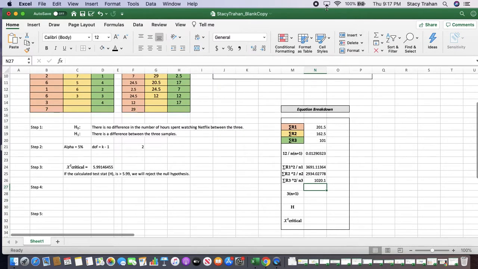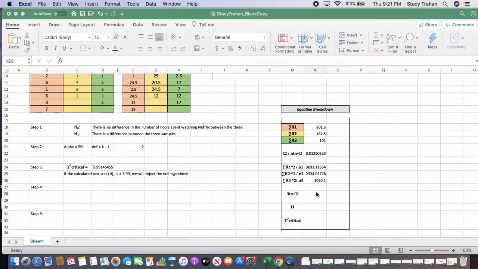Okay. So we just need to find this final part of the equation, and then we're going to put it all together and get our H value. So this is a simple one. It's just 3 times n plus 1, which as we know is going to be 31.